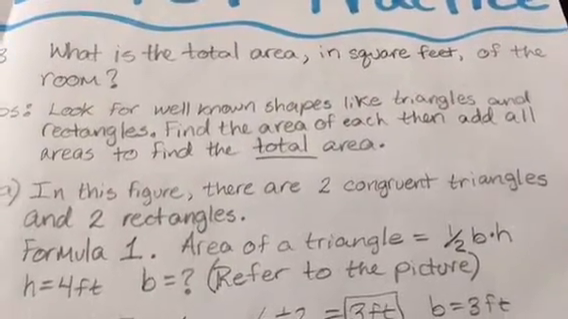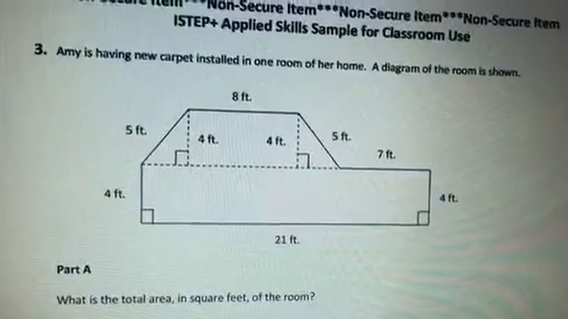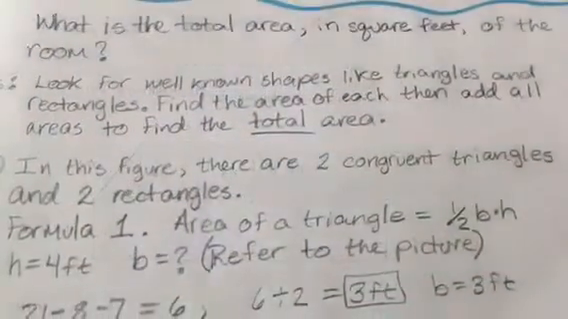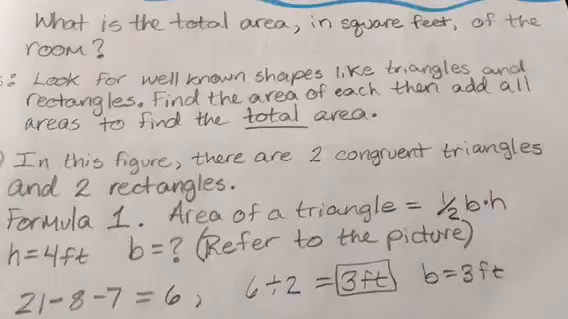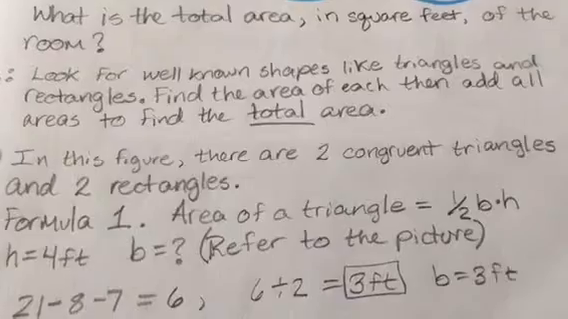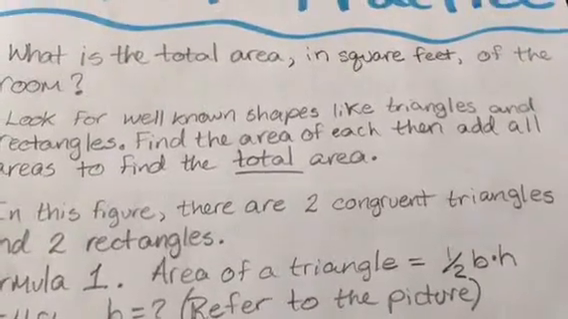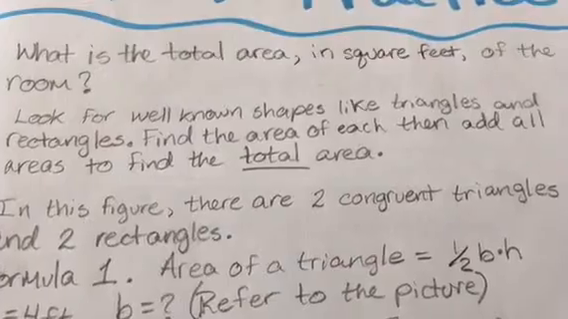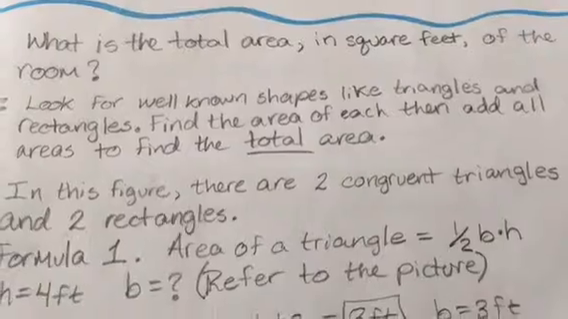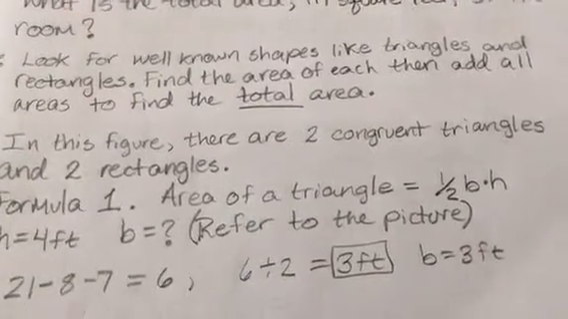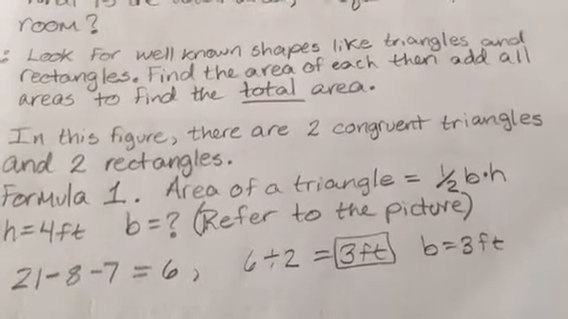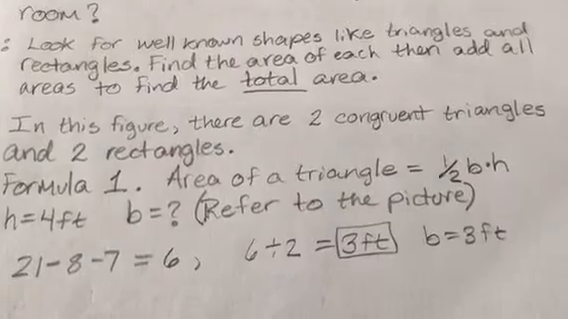So the first thing you want to do is look for well-known shapes like triangles and rectangles. And in this figure, we see both of those figures, triangles and rectangles. So once we know what type of shapes we have, we'll find the area of each of those and then add all the areas together to find the total area. So again, in this figure, we see two congruent triangles and then two rectangles of different sizes.